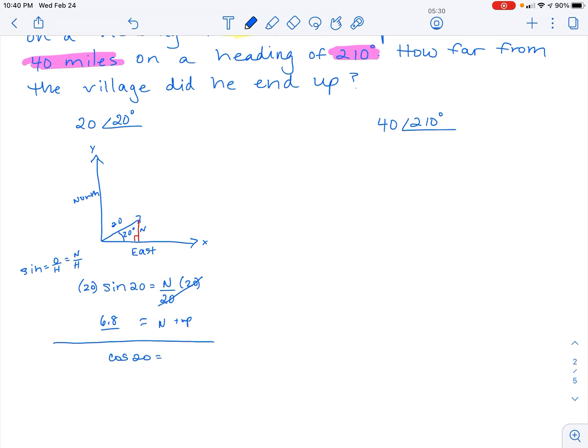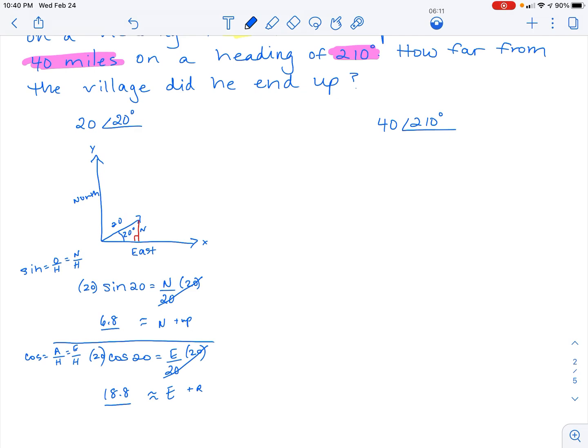And the cosine is always going to be our adjacent over the hypotenuse, or in this case, it's going to be our east over hypotenuse, right? Because the adjacent side of our right triangle is the east line, or the east side. So that's going to be east over 20. We go ahead and solve for that, and you're going to end up with an approximate measure of 18.8.